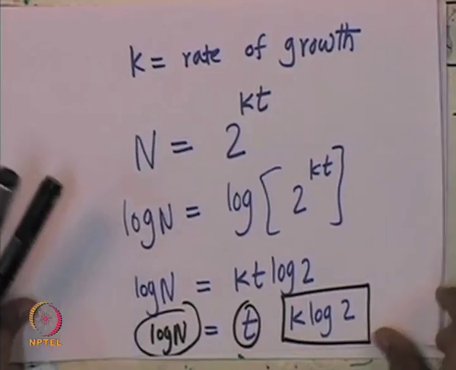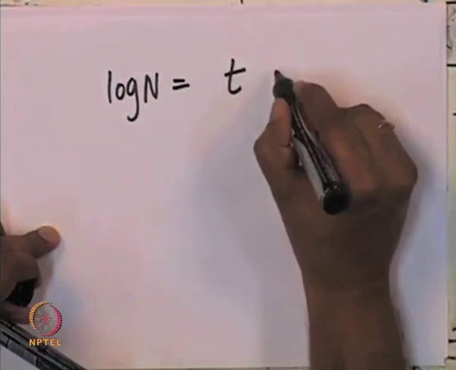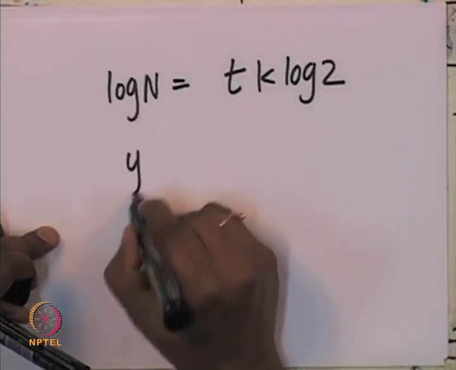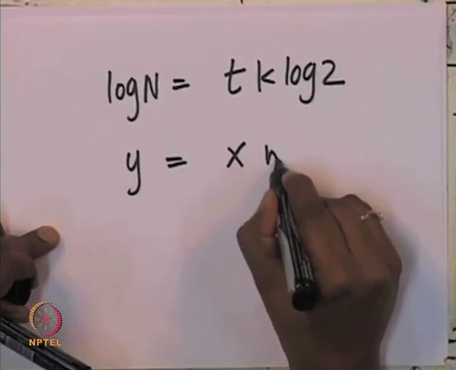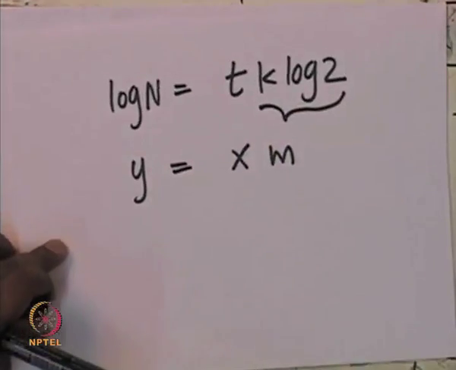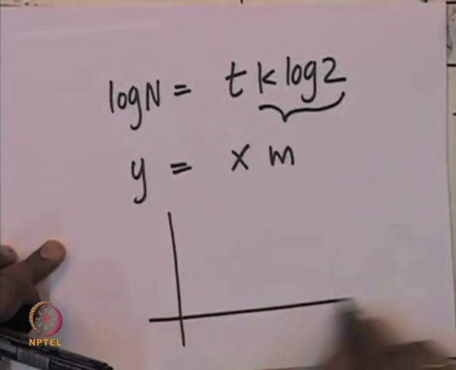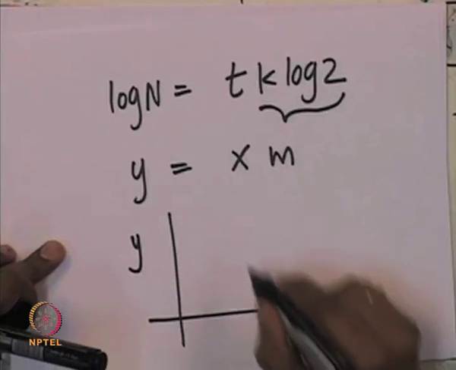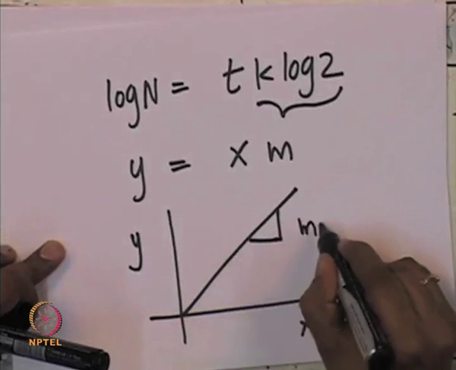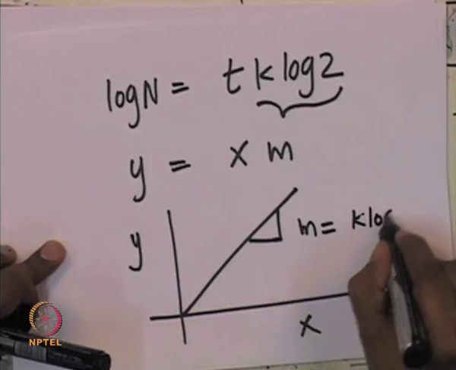So, if you plot, so let us consider this. You have this equation, which is log n is equal to t times k log 2. So, this is y is equal to x times m, where m is this quantity which is k log 2. So, as we saw, if you plot y and x, y equal to m x is a straight line, and the slope which is m, which is k log 2.